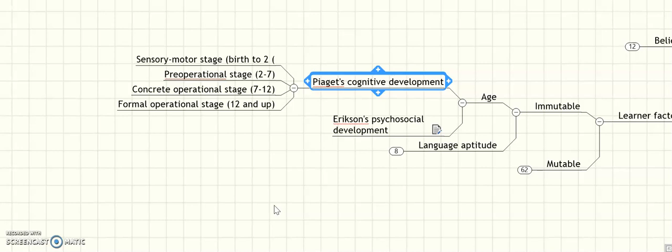The second stage is what is called the pre-operational stage. This applies to approximately age 2 until age 7. So this is the stage before the students can move to what is called the operational stage. And then the concrete operational stage, that is between the age of 7 to age 12, more or less, and the formal operational stage from the age of 12 and up.